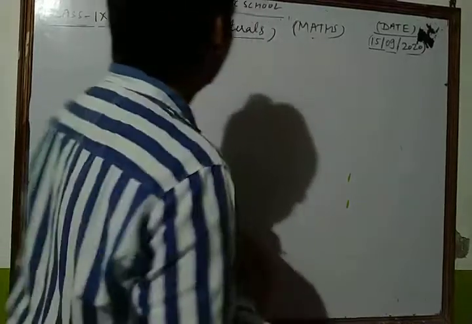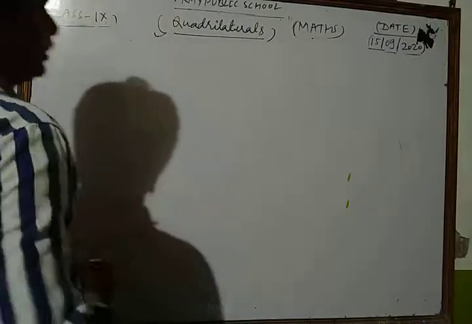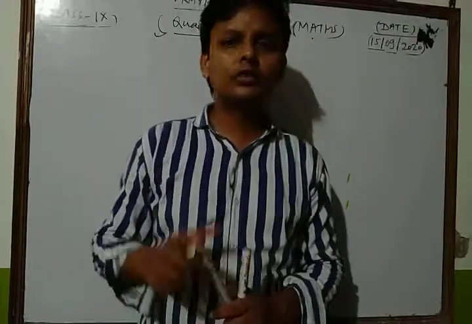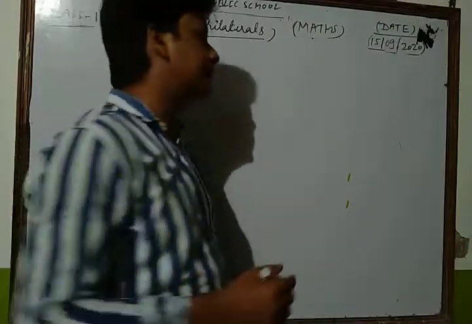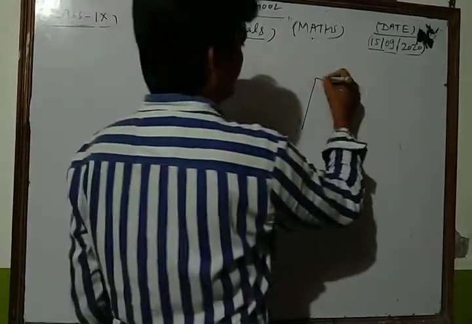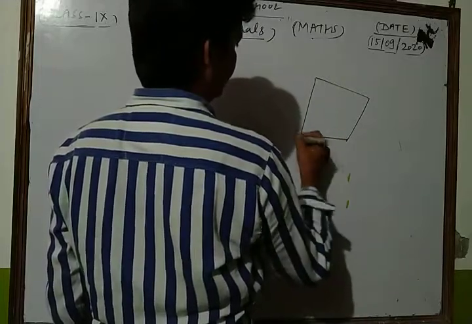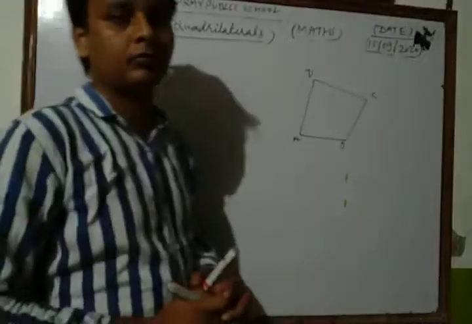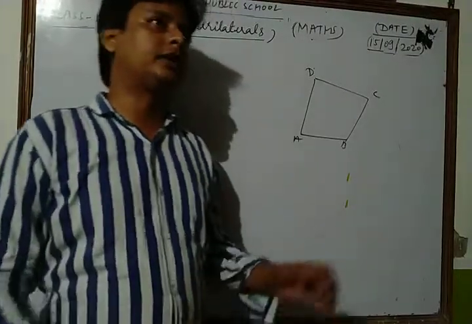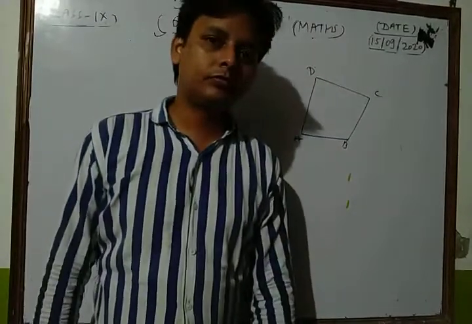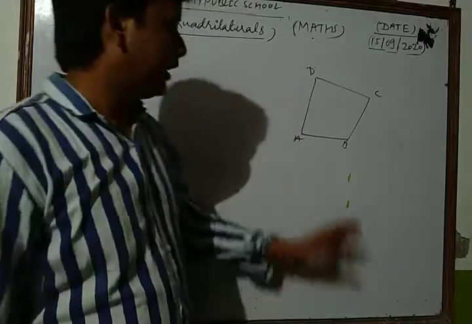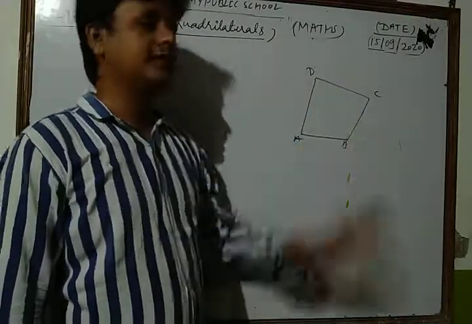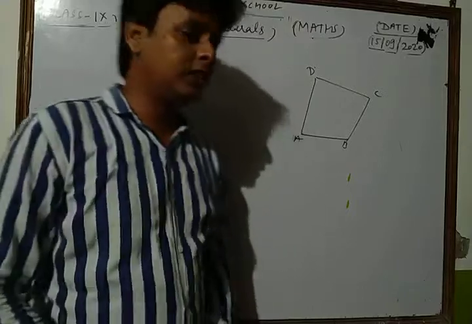Okay, now let's see. Dear students, we discuss the quadrilateral. First, what is a quadrilateral? You know that very well. A closed figure bounded by four line segments is known as what? Quadrilaterals.